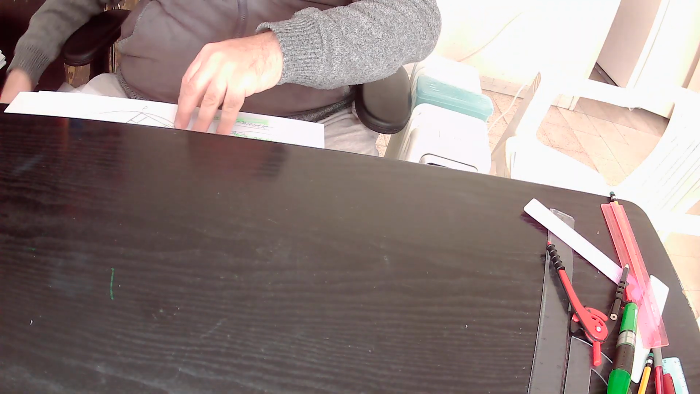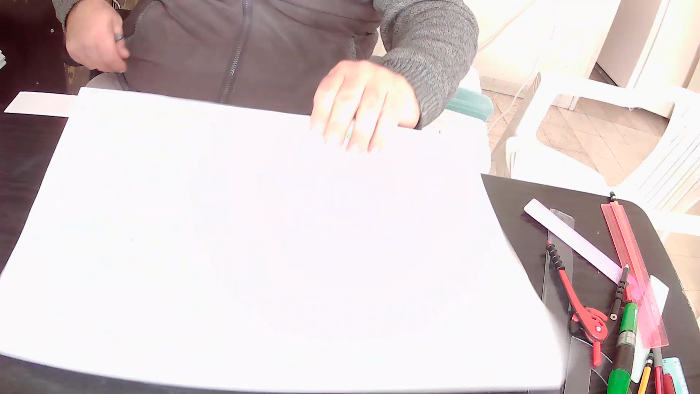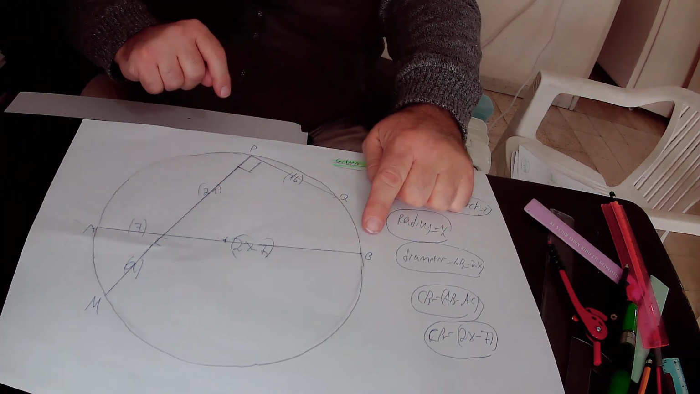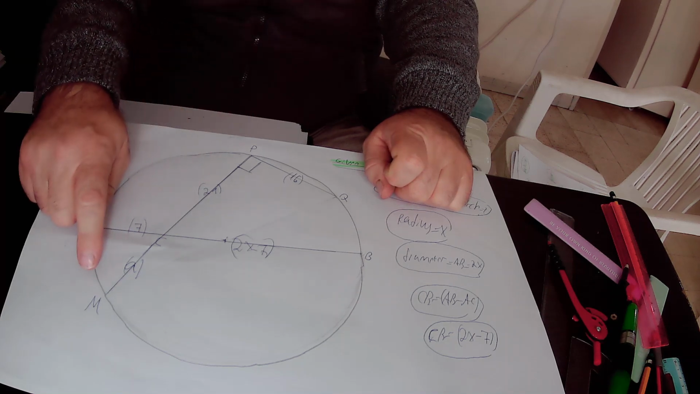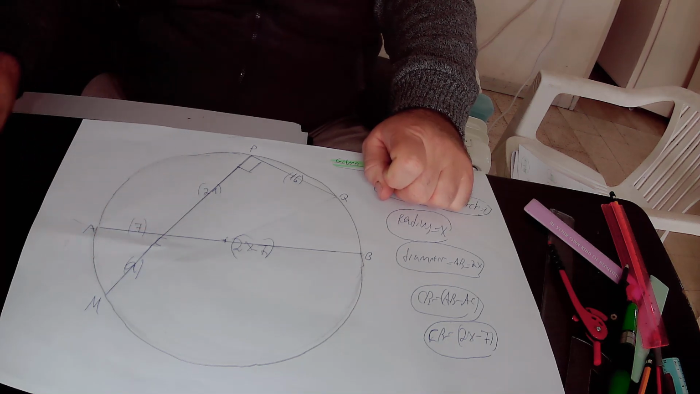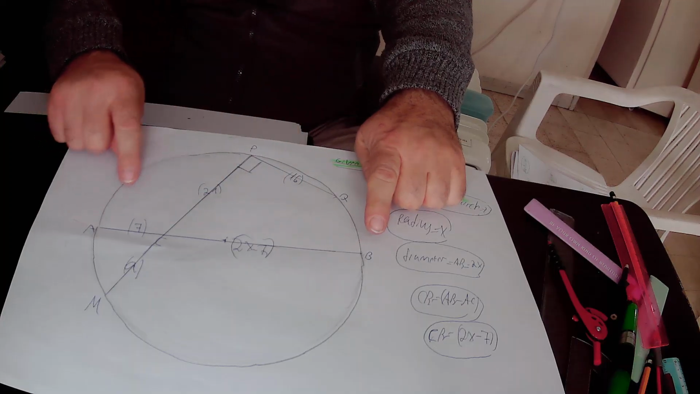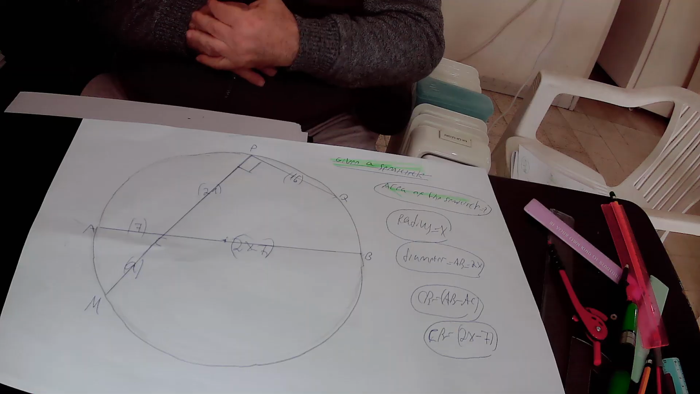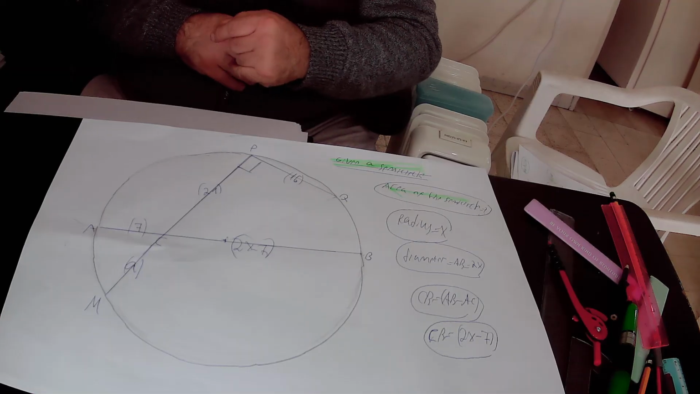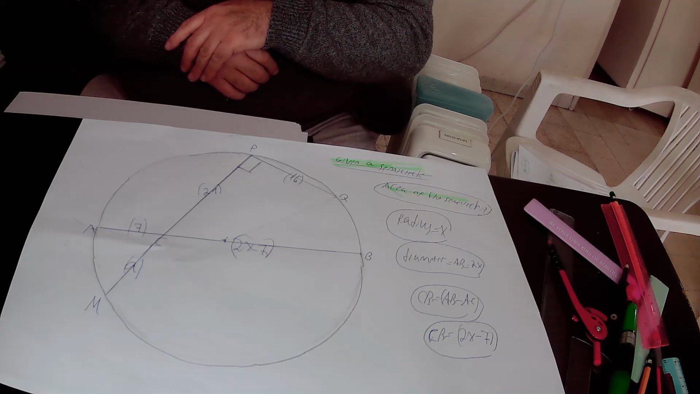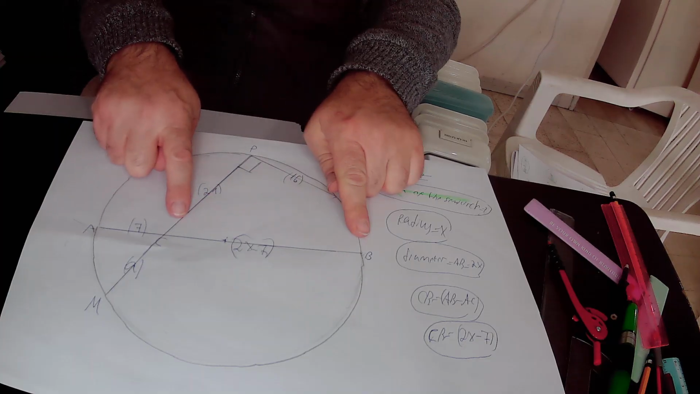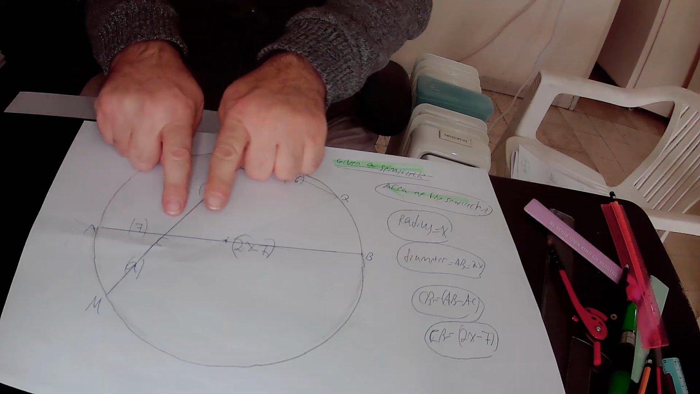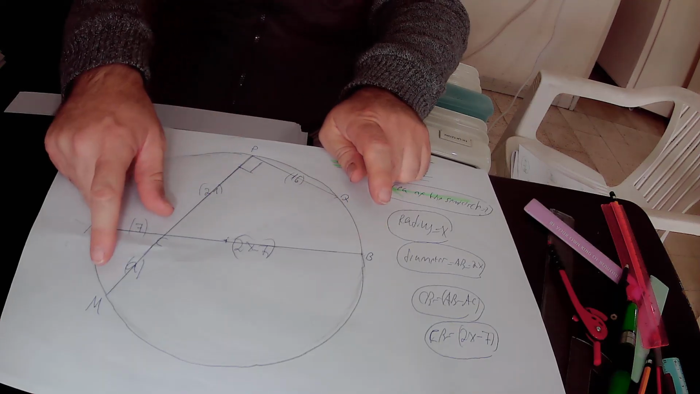Because in our drawing, this is chord AB that intersects with chord PM at point C. So, according to rule 65, the following equation is true: AC times CB equals PC times CM.